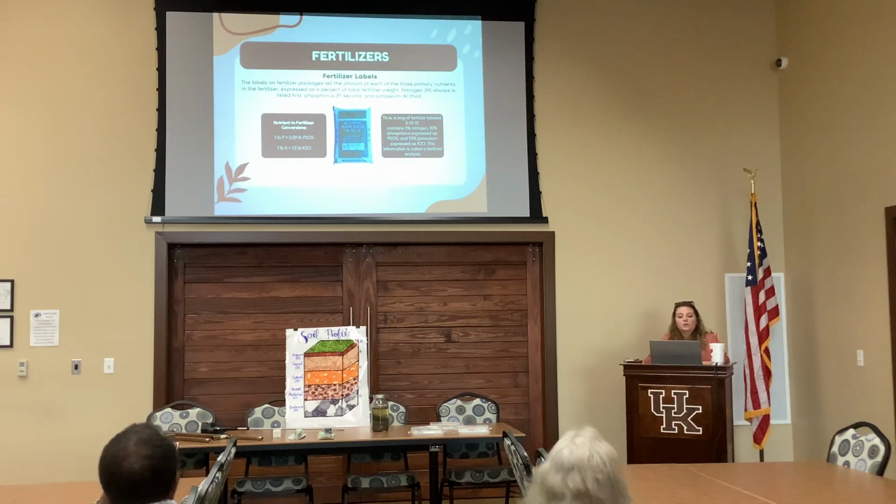Fertilizer labels. The labels on your fertilizer package tell the amount of each of the 3 primary nutrients in the fertilizer, expressed as a percent of total fertilizer weight. It will always be listed in the order N, P, and K. Therefore, with this bag, a lot of times it's called triple 15, so that also means it's 15 pounds of nitrogen, 15 pounds of phosphorus, 15 pounds of potassium.